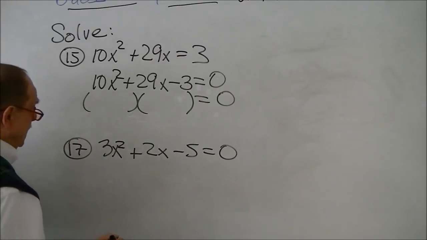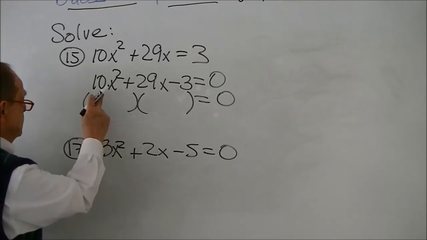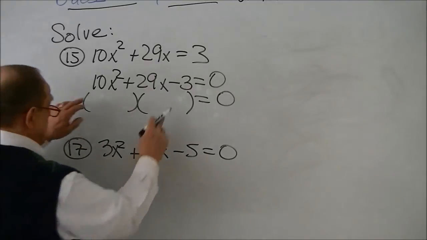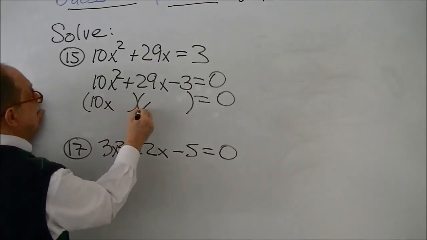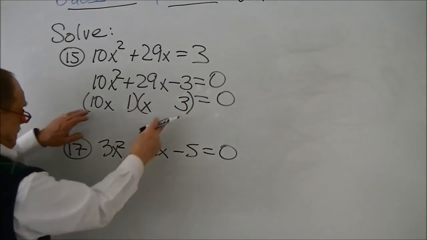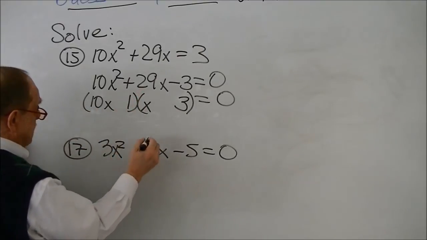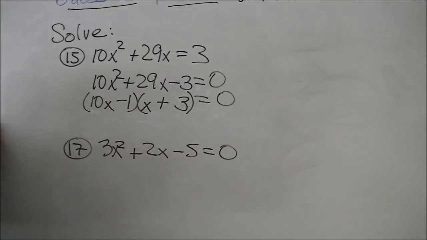So, we want factors of 10 here. Oh, I see it. 10x, x, 3 and 1, because that gives me a 30. Difference of 1. So this needs to be a positive, that needs to be a negative.